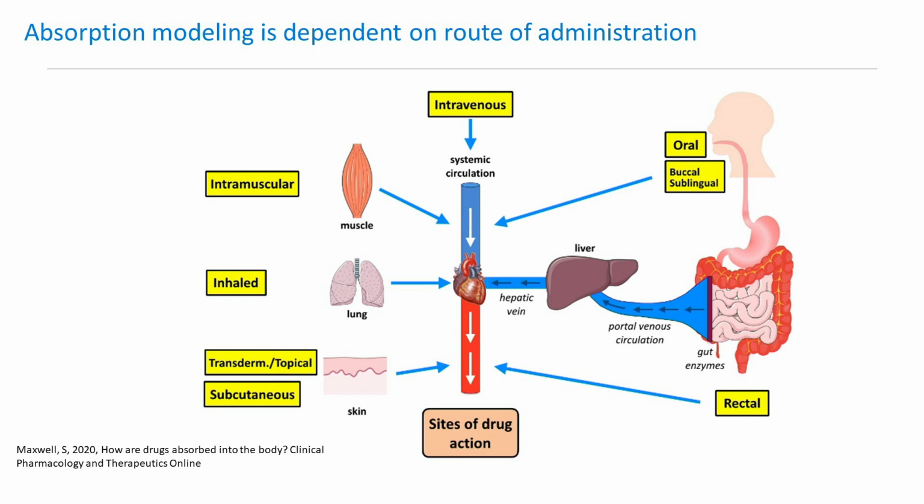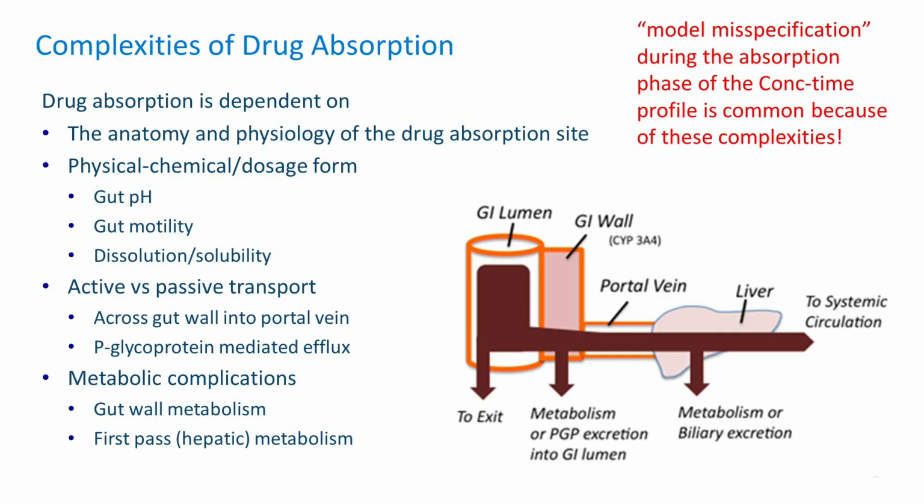Intravenous is obviously going to be the most simple. That goes straight into your systemic circulation, where you don't have to worry about absorption. But even with oral dosing, it can be extremely complicated. Part of the reason that drug absorption, particularly oral absorption, is so complex is that it's dependent upon not just the dosage form itself and the physical chemical characteristics, but also the anatomy and physiology of the drug absorption site.